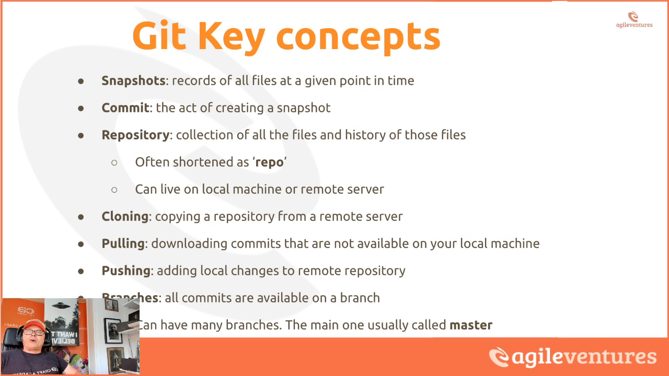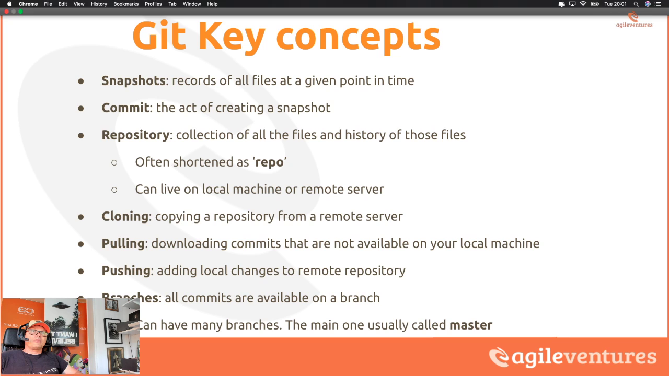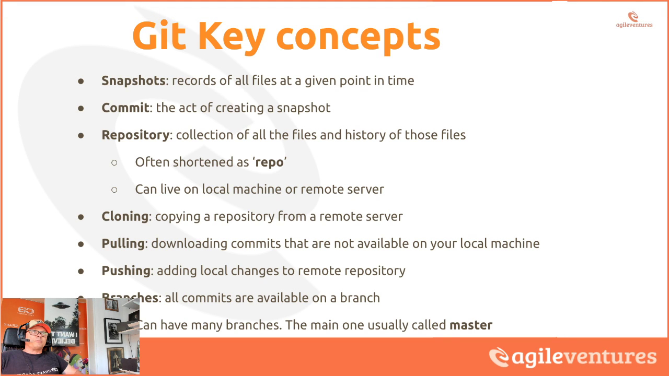There are a few concepts that need to be internalized by you guys, and if you understand these concepts that are outlined here on the screen, you can get by with like 90% of the use cases you can come up with for Git or for version control. So there is this idea of snapshots. A snapshot is basically a record of all files at any given point in time.